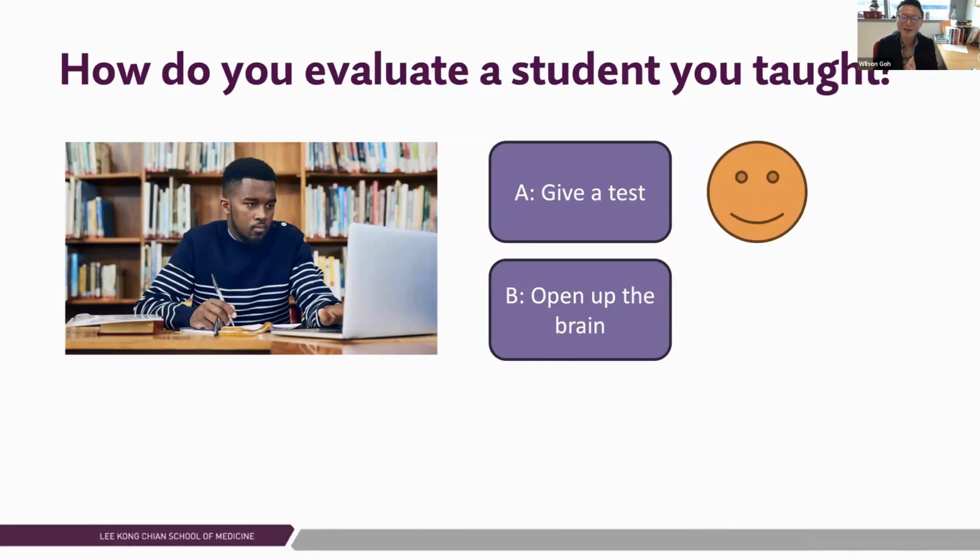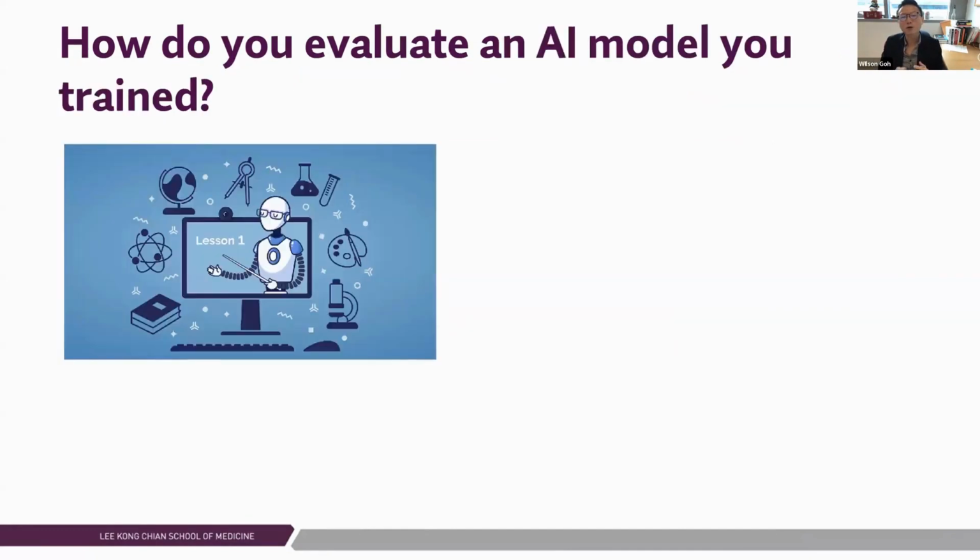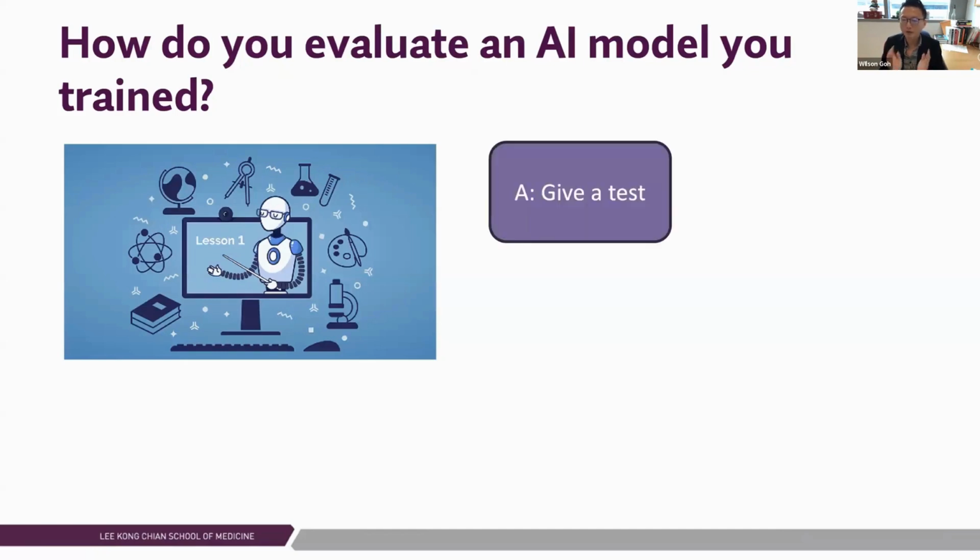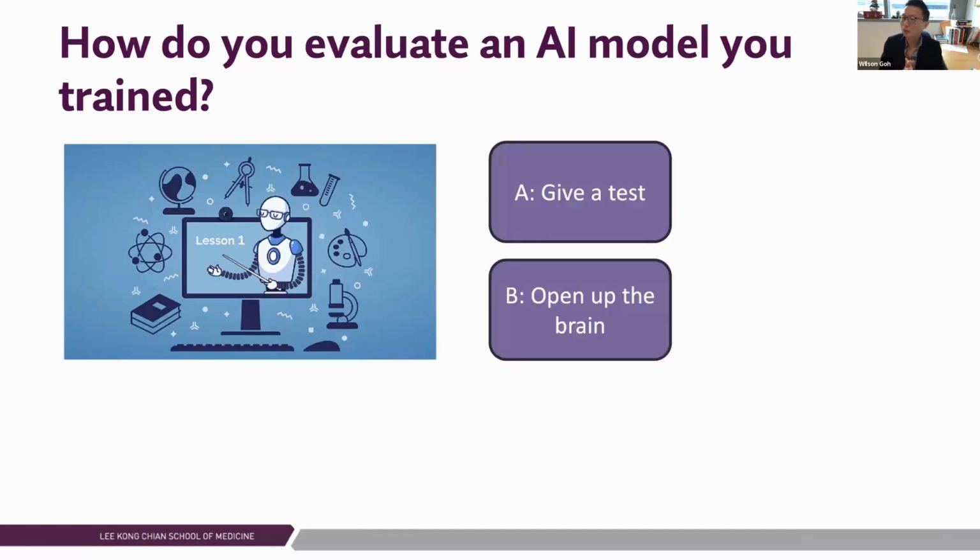option. We give them a test, because opening up their brains is illegal, and we can't do that to humans. But what if we are talking about an AI model that you train? In this case, can you give it a test or can you open up the brain? Now, interestingly, in the AI and the digital field, both options are viable.